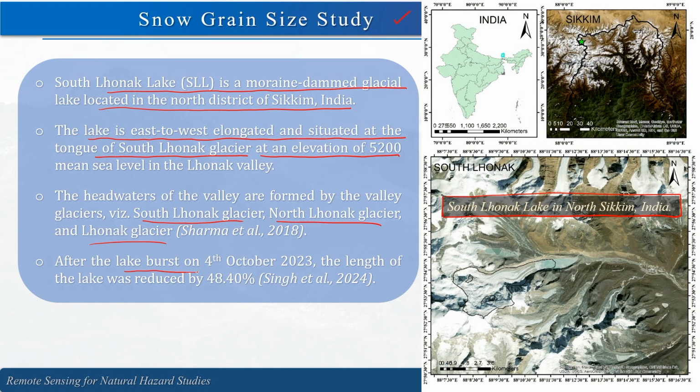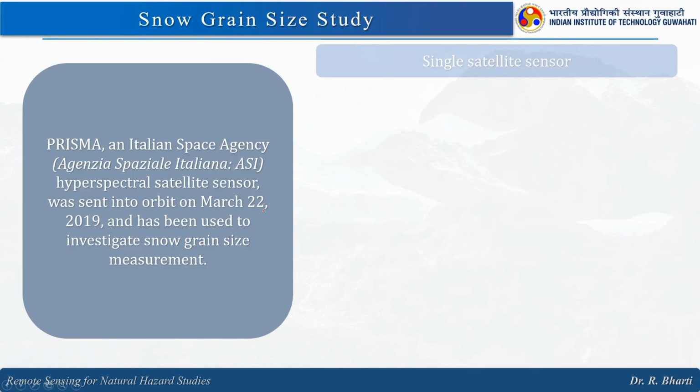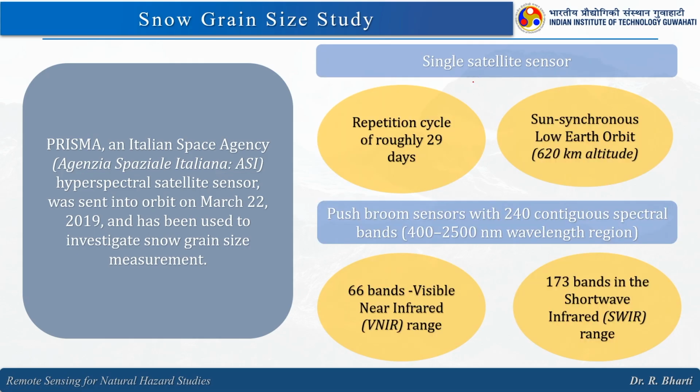After the lake burst on 4th October 2023, the length of the lake was reduced by 48.4%, that we have identified using the satellite data analysis. So, we have used the PRISMA data, and this is a single satellite sensor that has been used, which has a repetition cycle of roughly 29 days. It is a sun synchronous low earth orbiting satellite.